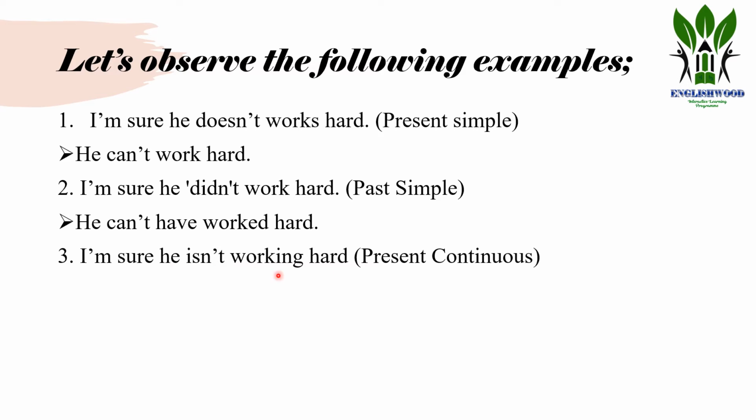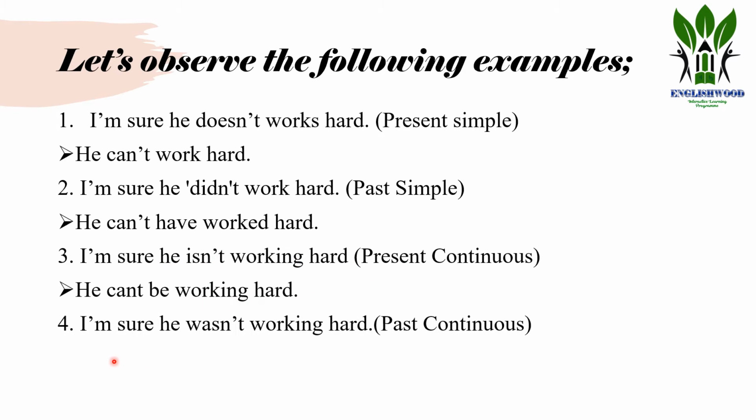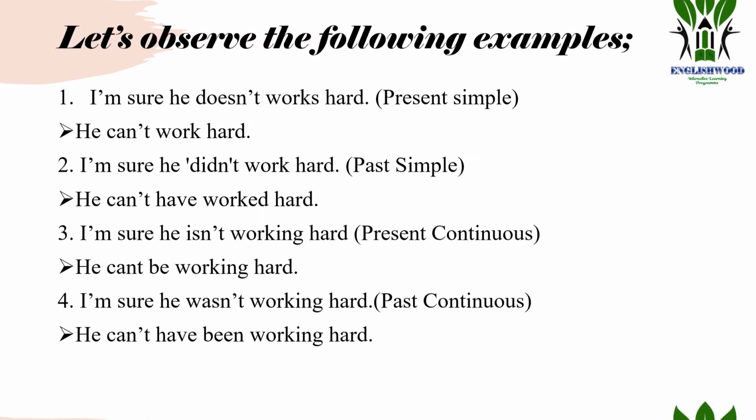I'm sure he isn't working hard, so he can't be working hard. He is working hard, must be working hard; isn't working hard, can't be working hard. I'm sure he wasn't working hard, then he can't have been working hard. He was working hard, he must have been; now wasn't working. So simple. Once you remember the structure, you can get the ideas.